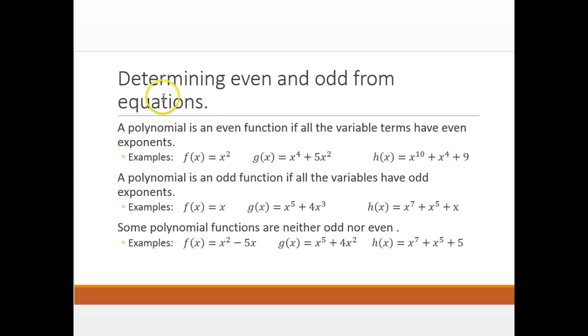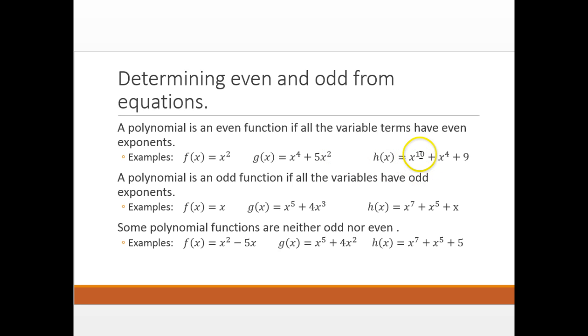Now, how can you determine if a function's even or odd simply by looking at the equation? Well, for even functions, all the exponents of the variables are even. So in this case, f of x equals x squared. I only have one variable, it's 2. It's even. So this is an even function. This next function, g of x, is x to the fourth plus 5x squared. Even exponent, they're both even. So it is an even function.